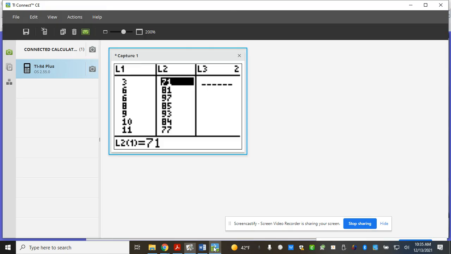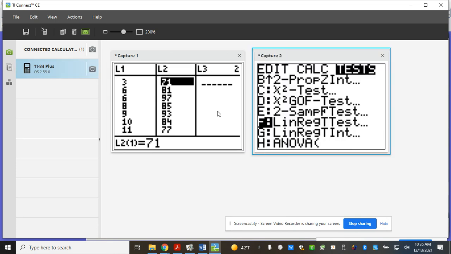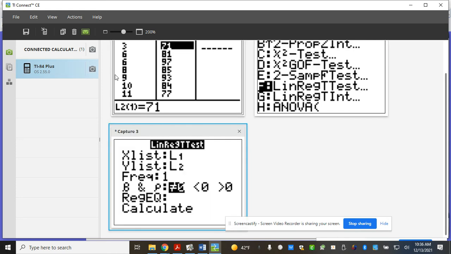So we know that we're running a test. So let's go ahead and do that. Go to Stat, over to Tests. You're going from the bottom. So your homework was G. What we did in class was F. Let's do F right now and do it as a linear regression test. So we're going here. Now we're doing list 1 versus list 2.